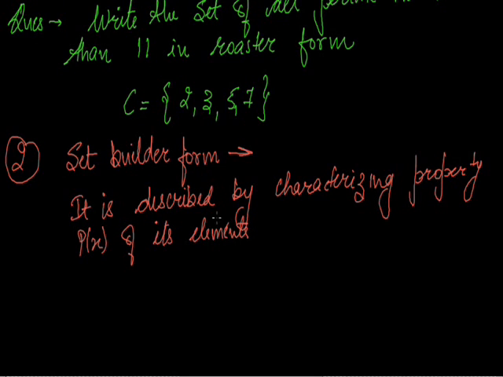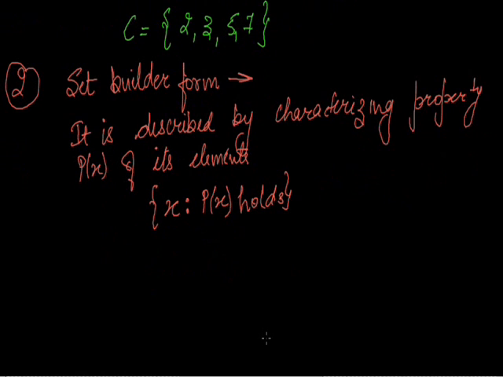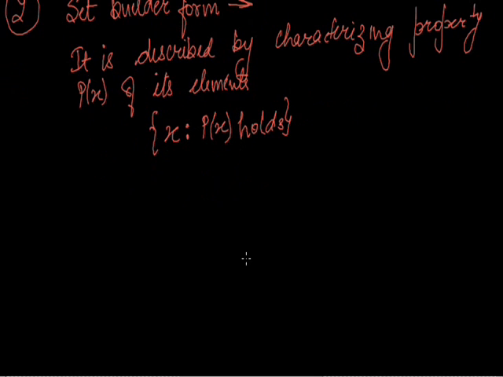In this we describe the set by starting the curly bracket, then x, the element, then p(x) holds, that is, what property the element satisfies. This is how we write the set builder form. We read it as: the set of all x such that p(x) holds. Okay, so write down the question based on this. After the question it will be more clear what the set builder form is.